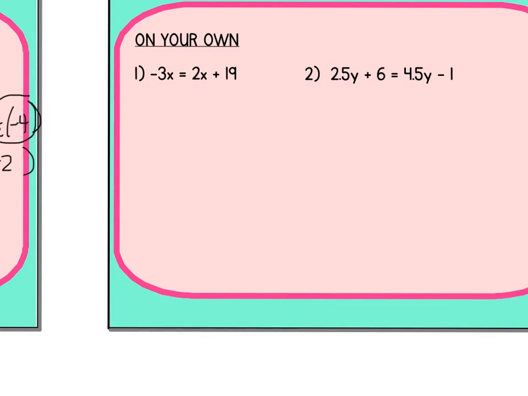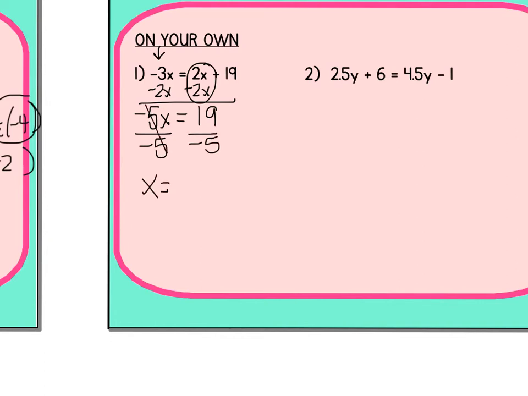Over here, because the x's are alone on the left-hand side, we've got to get rid of these x's on the right. So we're going to subtract 2 x's. So we get negative 5 x's. They're the same sign, so we add them. It stays negative. Equals 19. Divide by negative 5. X equals. 5 goes into 19 3 times with 4 leftovers, and it's negative.